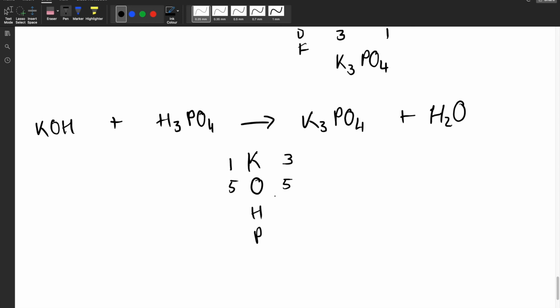We have 1, 2, 3, 4 hydrogens on that side, and we only have 2 on that side.